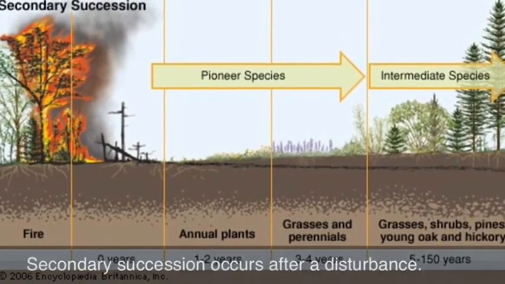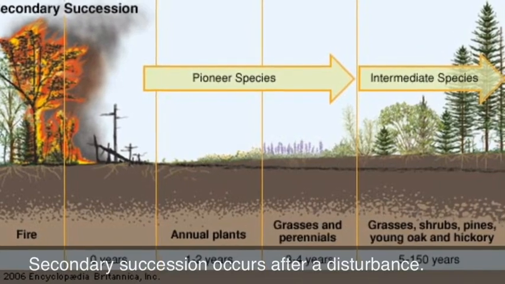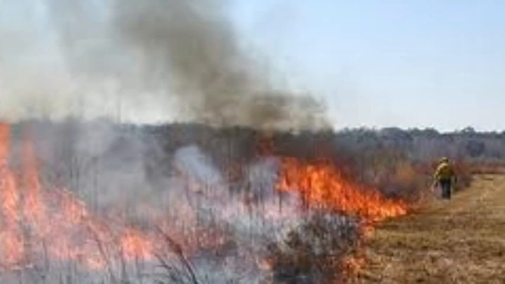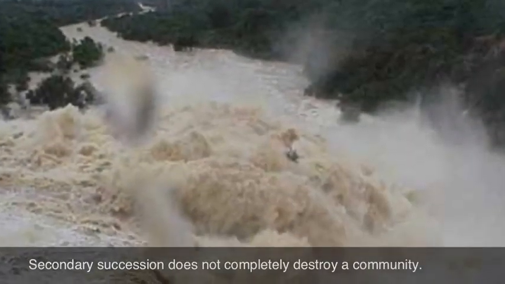Secondary succession occurs when a disturbance affects the community without completely destroying it. For example, a wildfire. The difference between primary and secondary succession is primary succession completely destroys the community, while secondary succession does not.